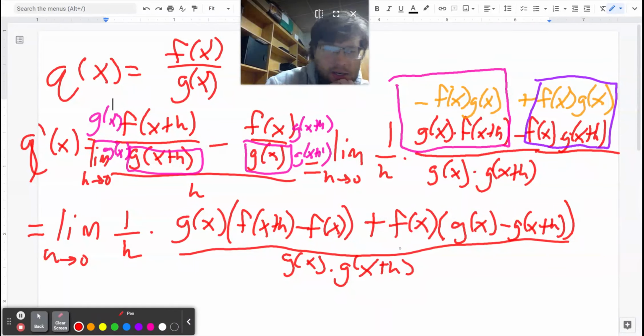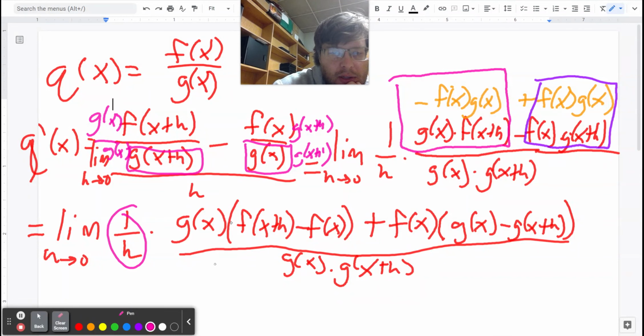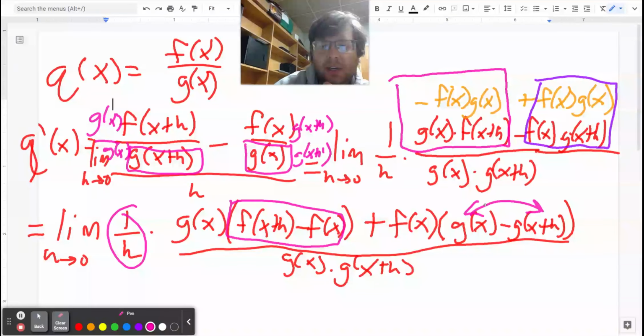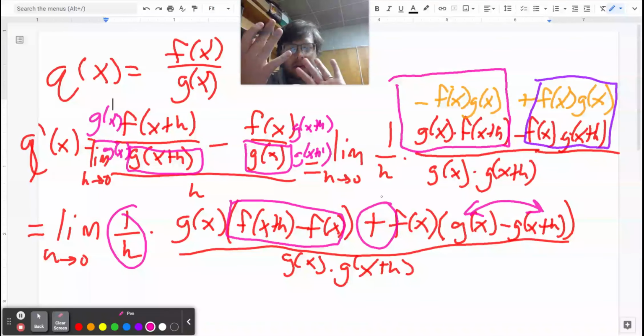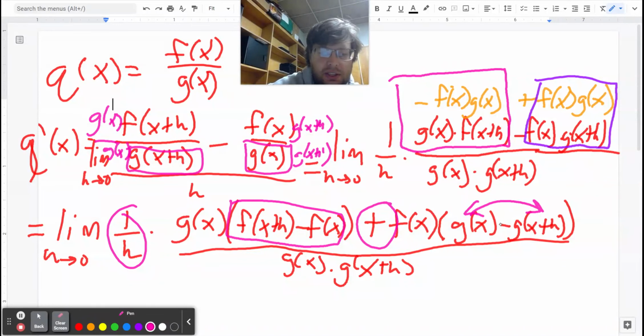Okay, one thing I notice is that the 1 over h can distribute. This part right here is looking a lot like a derivative, but this part is backwards right here. And if that's backwards, what I can do is make this middle plus into a minus, and then it'll switch. Because if I have a negative out in front, this makes a double negative g of x plus h and a single negative there.